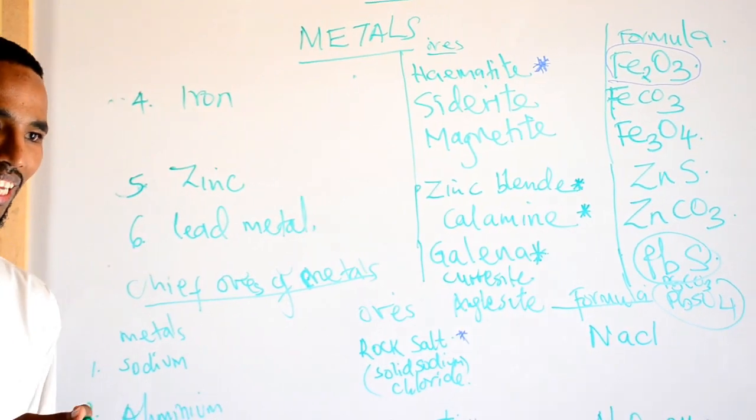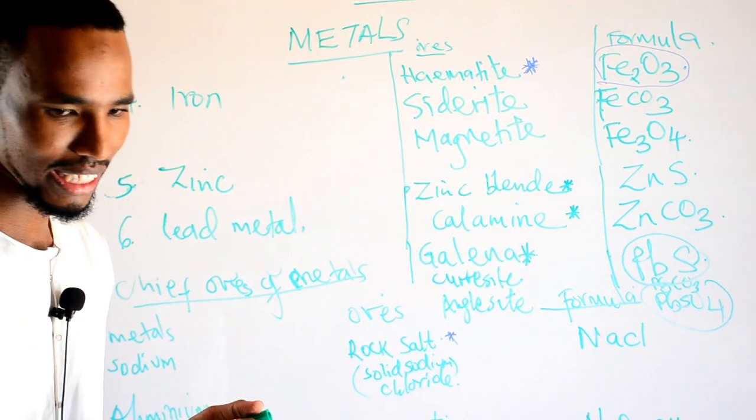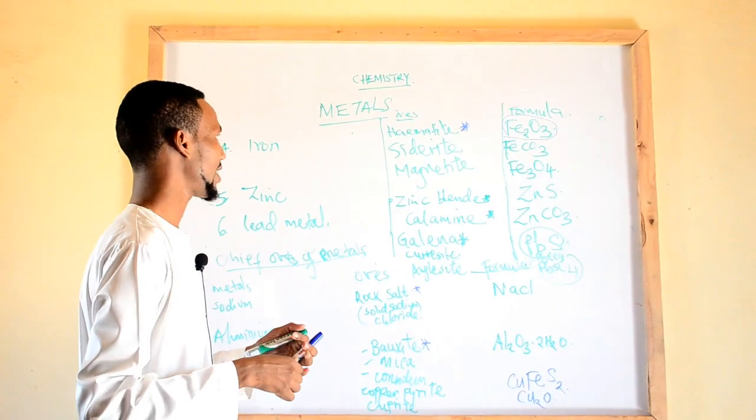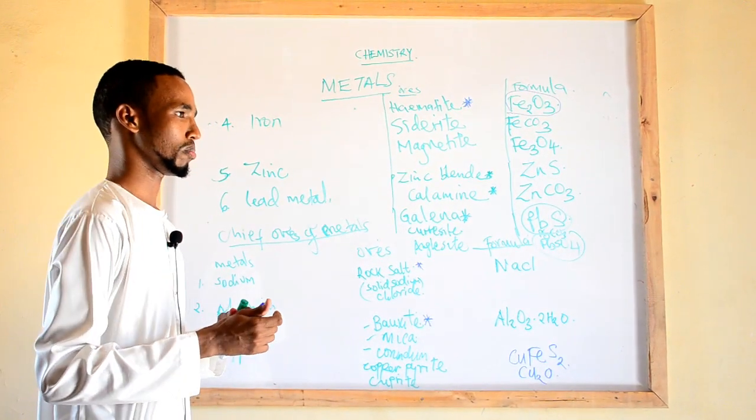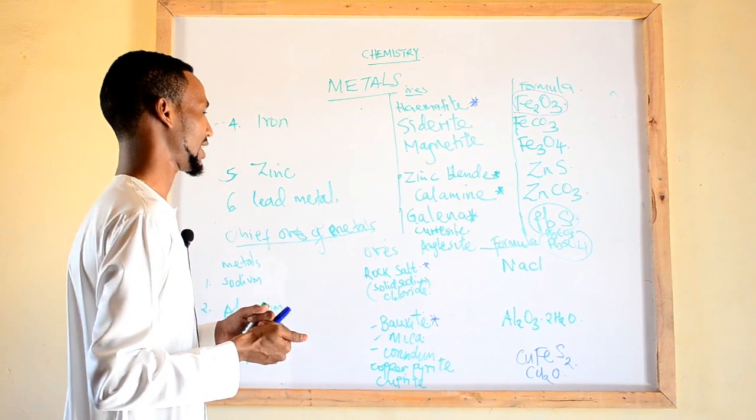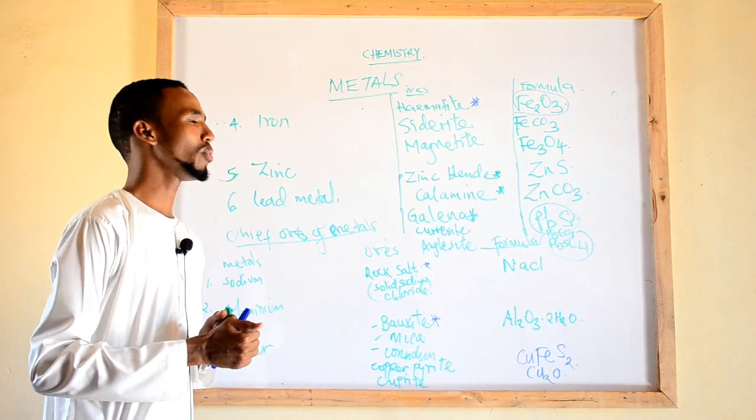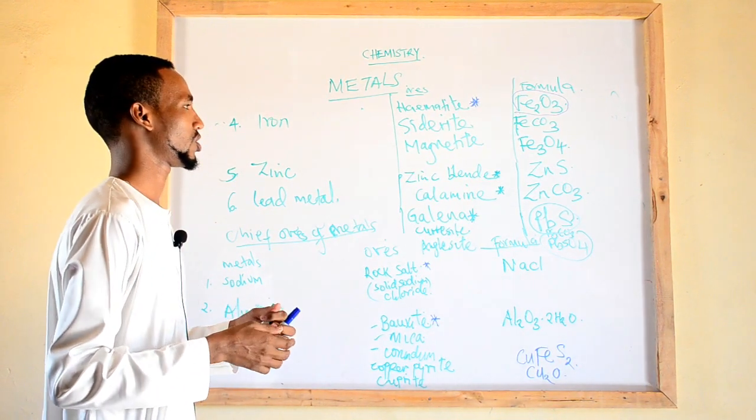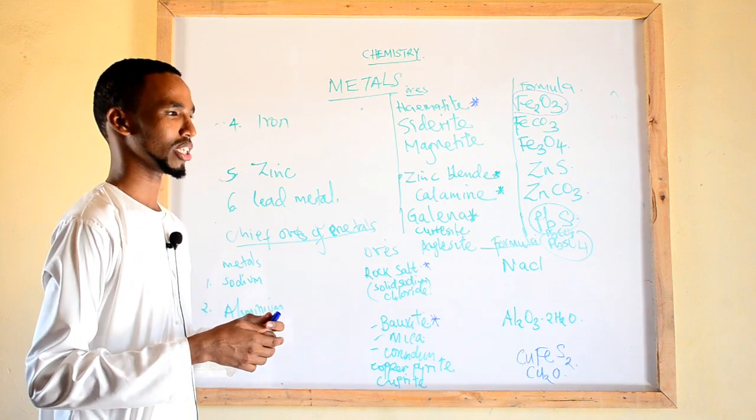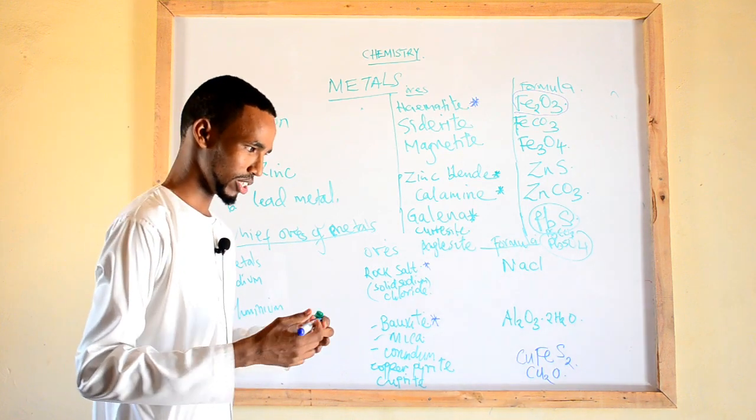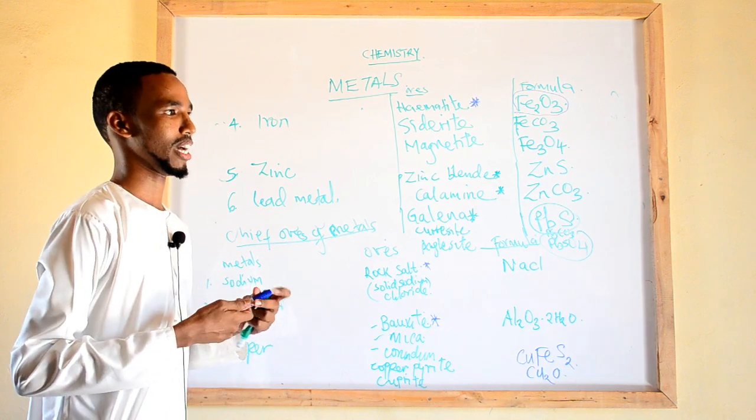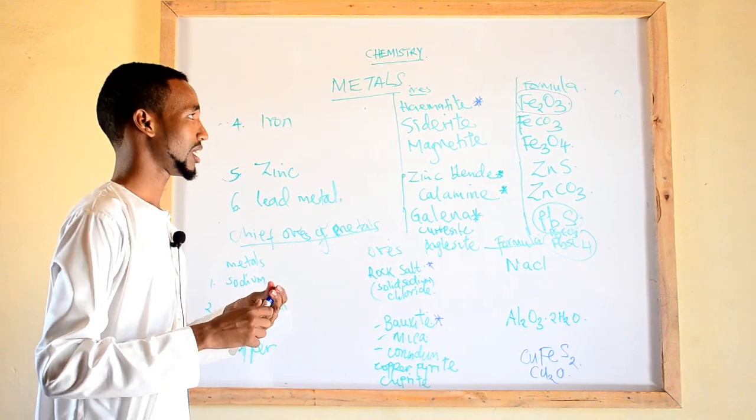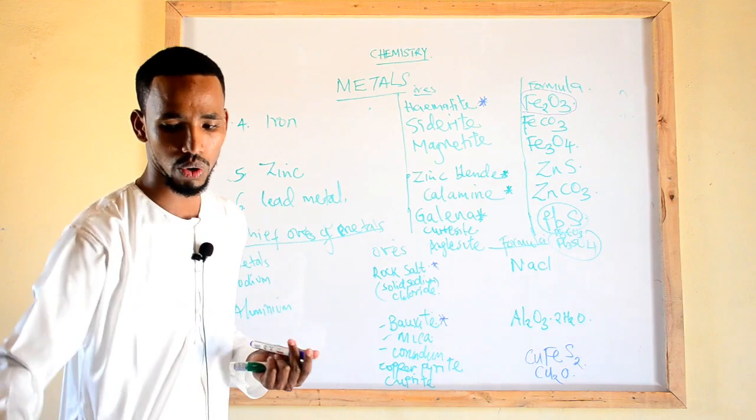So having said that, these are the chief ores that the elements are extracted from. Now let's go to the next subtopic, which is the general methods of extracting metals. Before you extract a metal, you need to first concentrate the ore, and in the process of concentrating, there are certain procedures that we shall look at.